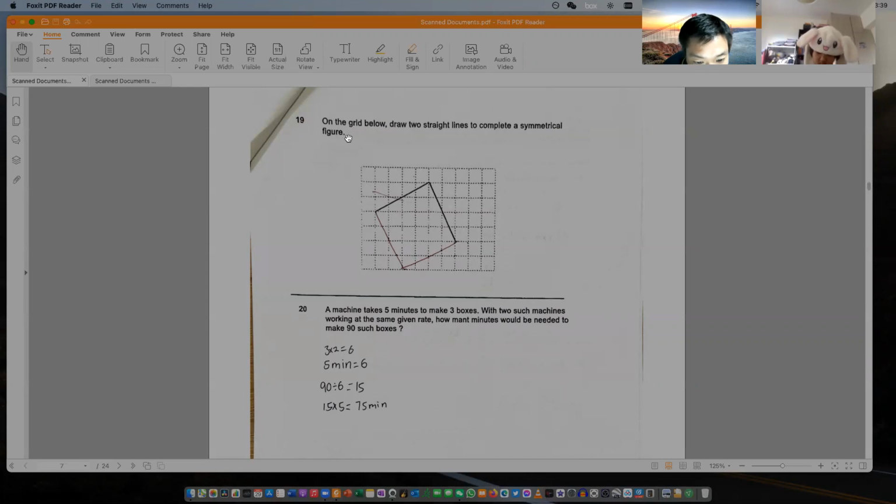Okay, let's look at 19. Let's just look at the question. On the grid below, draw two straight lines to complete a symmetrical figure. So basically, as long as you add two straight lines to this figure and you get a symmetrical figure, you get the correct answer. For this particular question, there is no one right answer. There can be other answers.